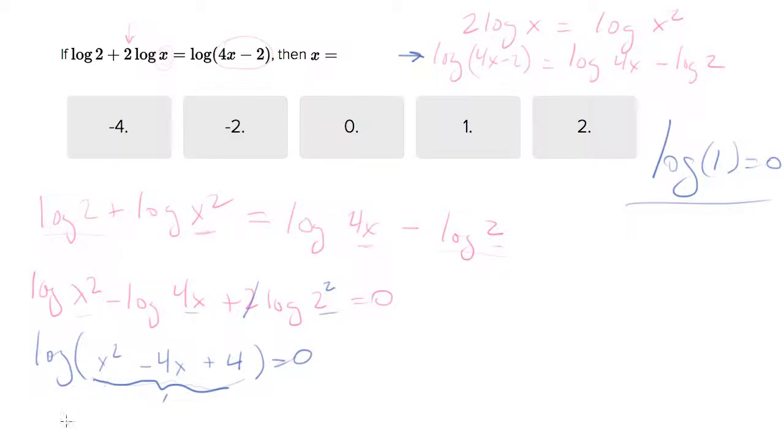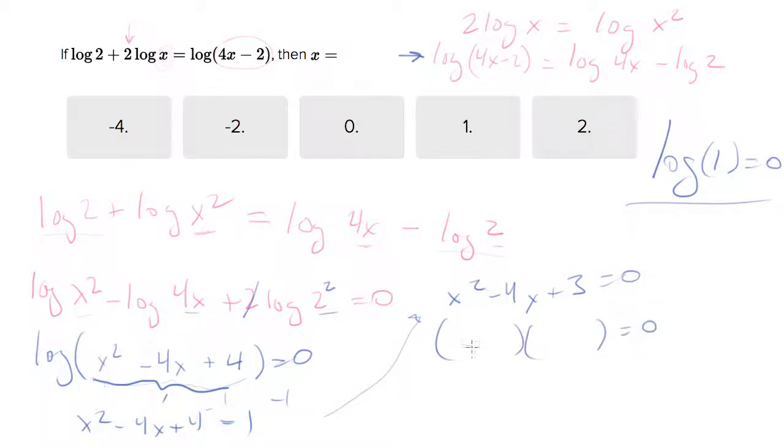So what I'm going to do is set that x squared minus 4x plus 4 equal to 1, and that will solve it. Now we can subtract 1 from both sides, and you end up with x squared minus 4x plus 3 equals 0, and we can solve that quadratic equation now. So this must be x minus 1, x minus 3. And what you get here are the roots x equals 1 and 3.